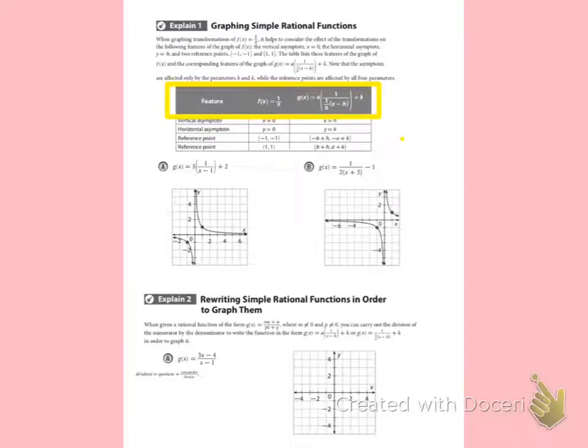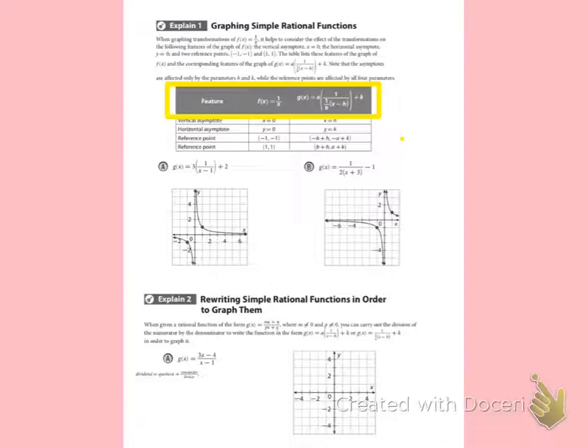So when graphing transformations of f of x is equal to 1 over x, in other words, that basic parent hyperbola, it helps to consider the effect of the transformations on the following features of the graph: the vertical asymptote, x equals 0, the horizontal asymptote, y equals 0, and 2 reference points, -1, -1, and 1, 1.